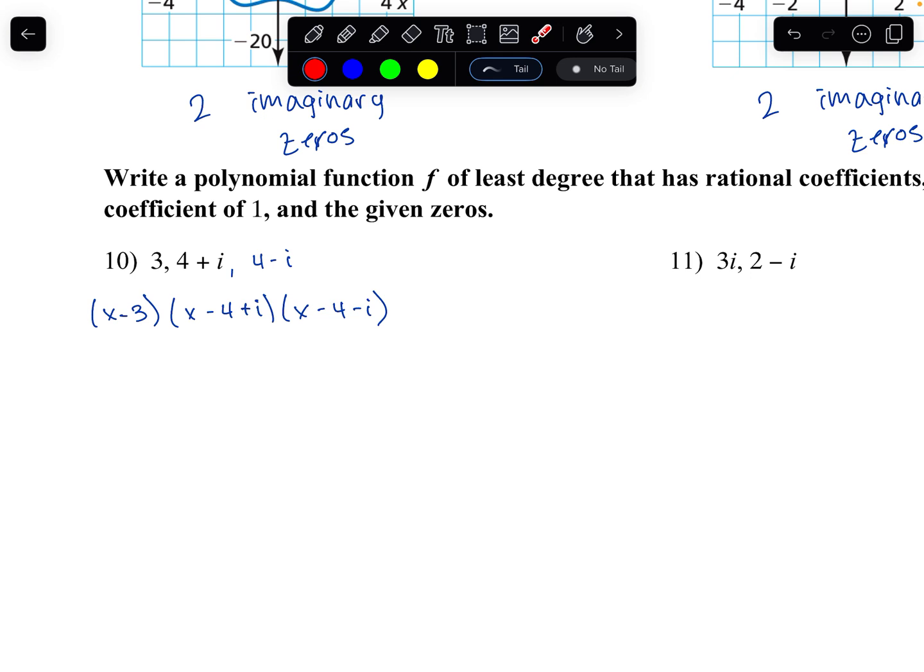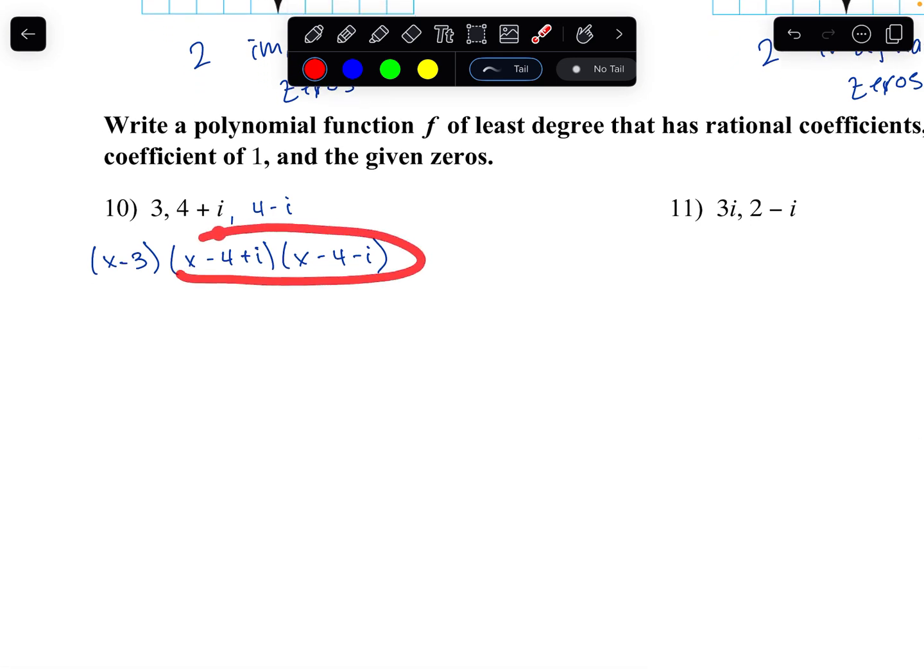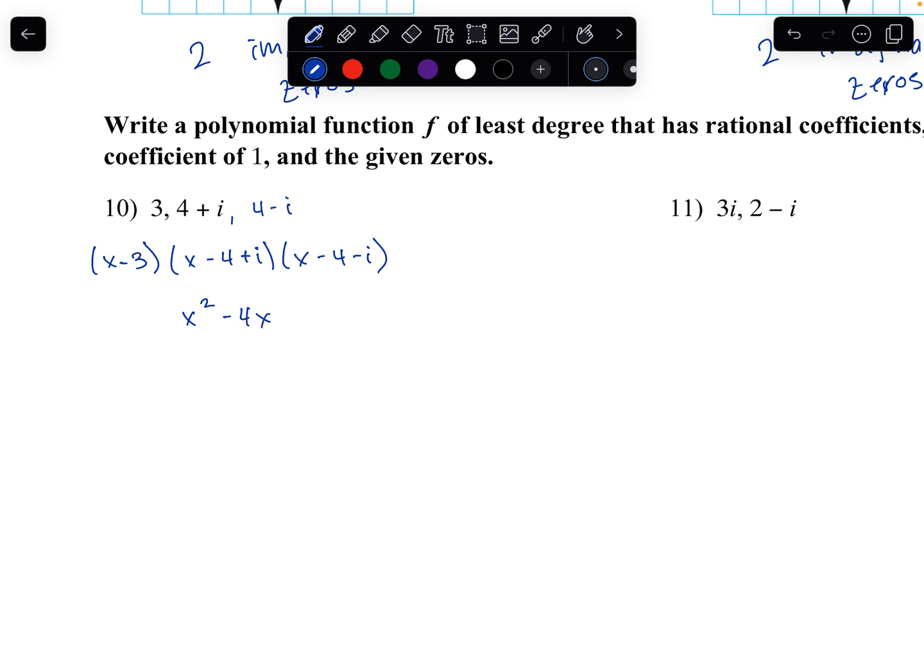Okay. So what we're going to do first is multiply the imaginary factors together, because we want to actually get rid of imaginary units, and that's only going to come from multiplying the conjugates together. So let's go through this. So we're going to take x and multiply it by all three terms over here. So that's going to be x squared. X times negative 4 is negative 4x. X times negative i is negative xi.